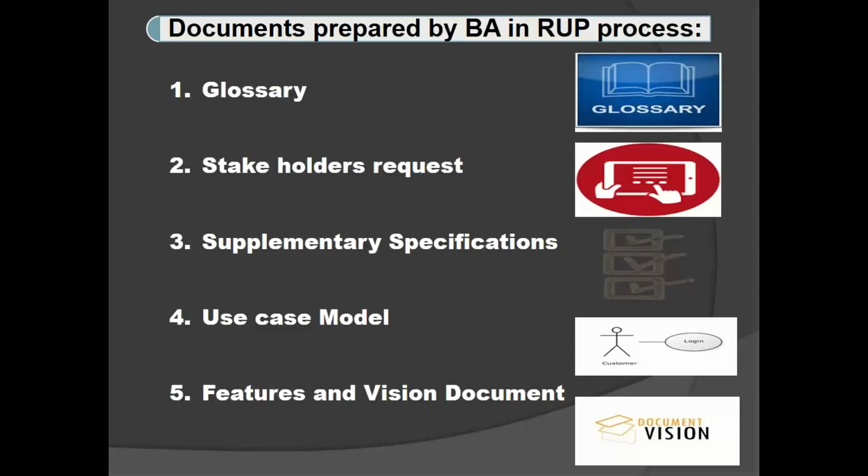Then the second one is the stakeholders request. A stakeholder request is nothing but functional requirements. Whatever the stakeholder requirements are, we are going to convert them into functional requirements and explain the functionalities. For example, while explaining requirements, I gave an example of the development of an automatic payroll system.